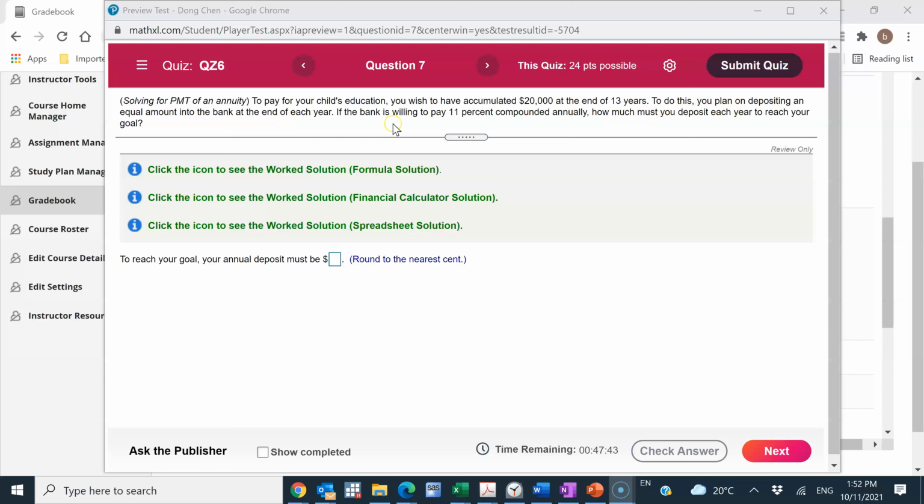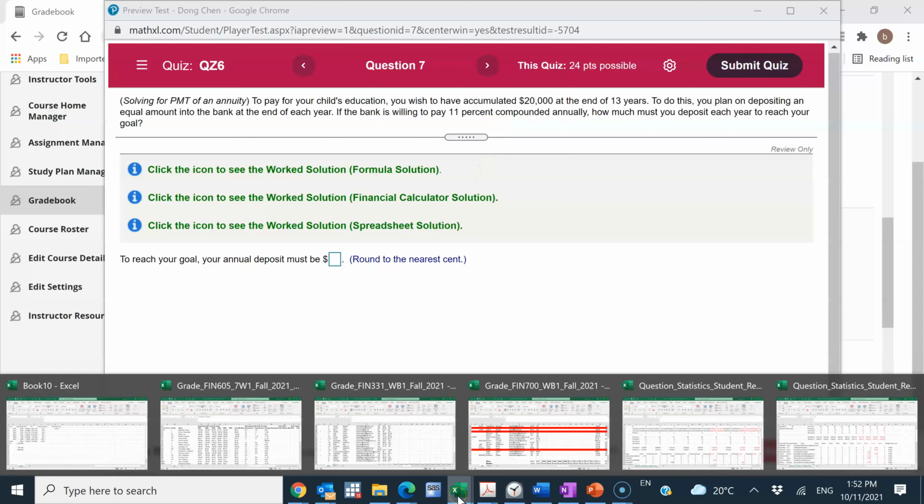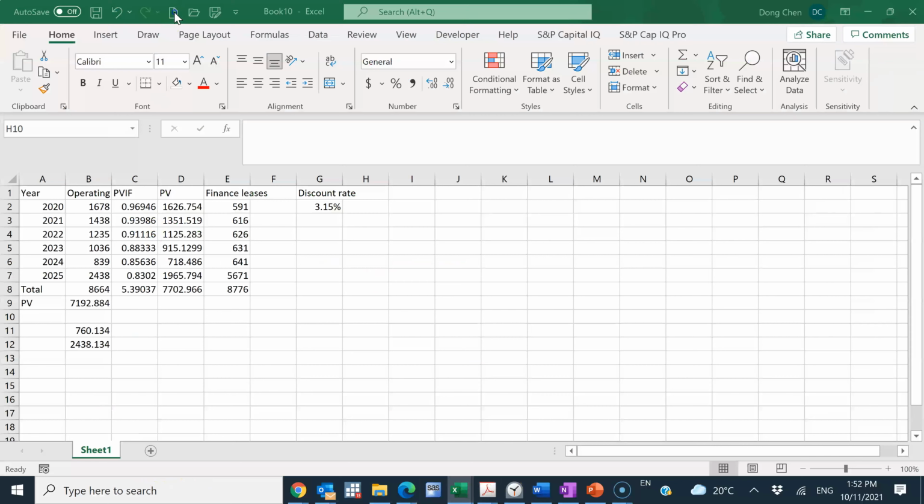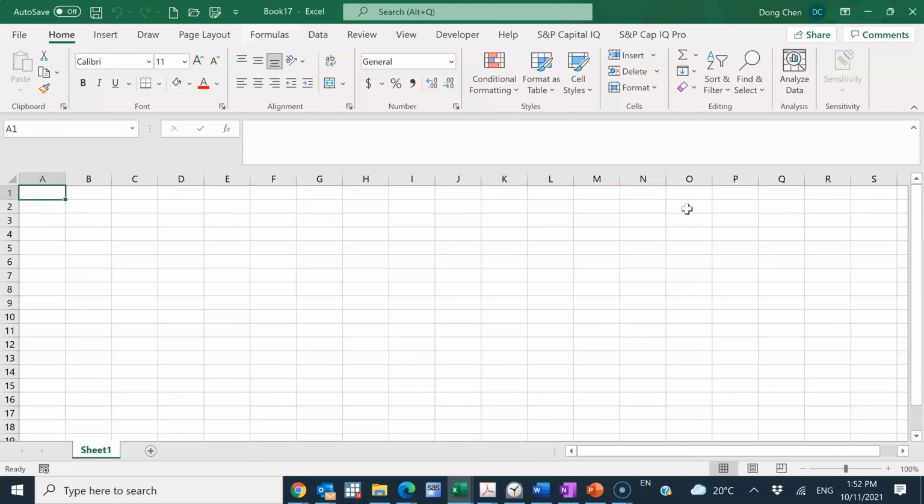If the bank is willing to pay 11% compounded annually, how much must you deposit each year to reach your goal? So this is a very standard calculation of the annuity payment. The only little bit of a twist is that here the $20,000 is the future value.